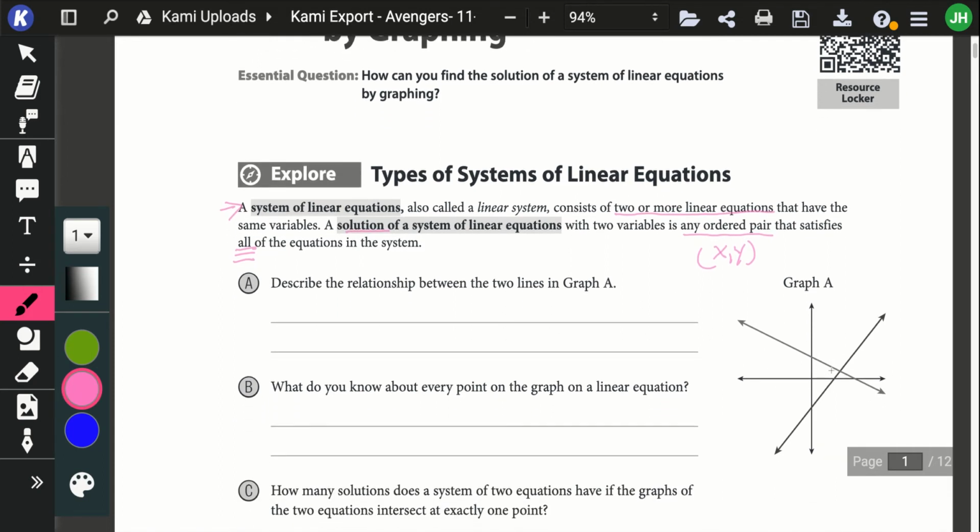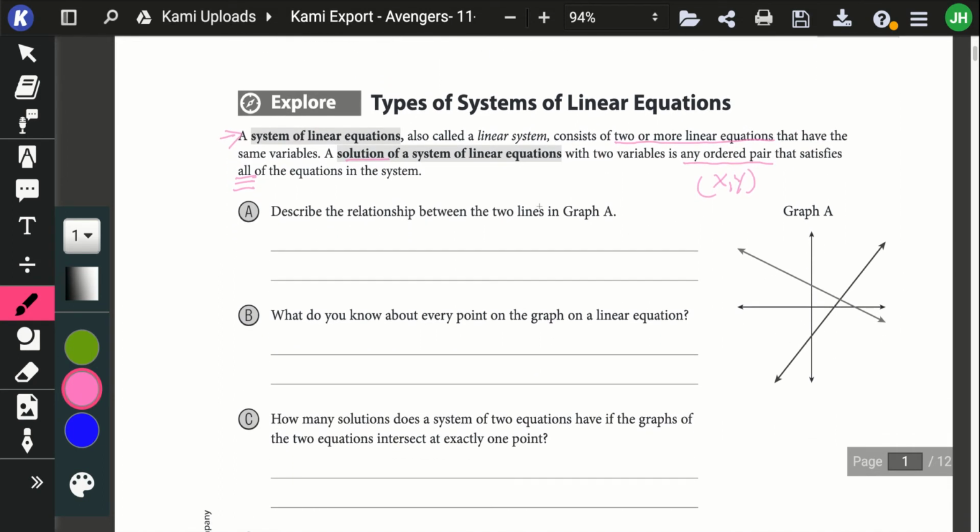So let's look at this. It says, describe the relationship between the two lines. How could we describe this relationship? Well, some of the answers that we got from the other groups: one has a positive slope, one has a negative slope. That's true, right? But the relationship between them, one way we could talk about it is they cross each other, right? Or in mathematical terms, they intersect.